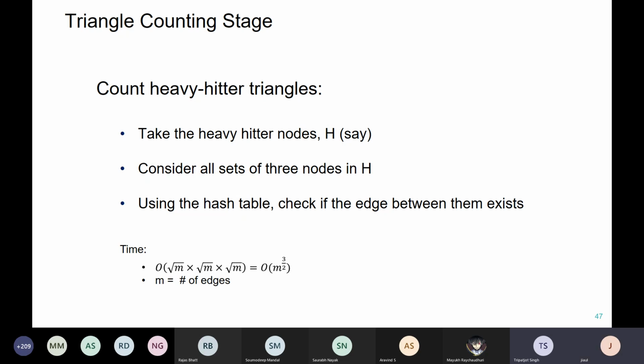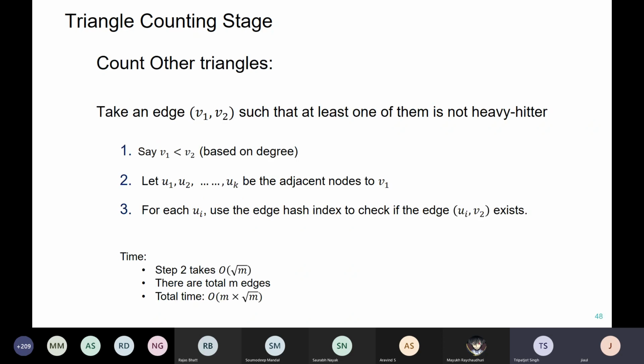All right, so that's the most dense part that we are dealing with, where we can find most of the triangles. Okay, so the exhaustive mechanism we are applying here, but because these numbers are going to be very small, you have a very small number of nodes in a graph, so you can afford that time. Now the second part. The second part is basically counting triangles on the non-heavy hitter nodes.